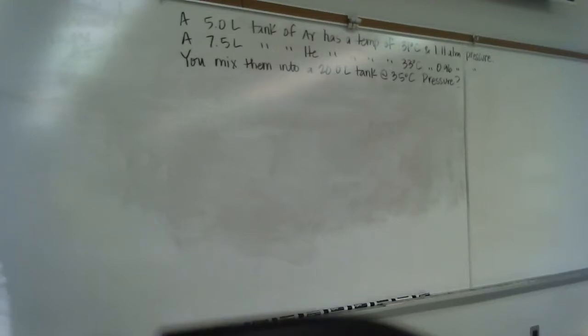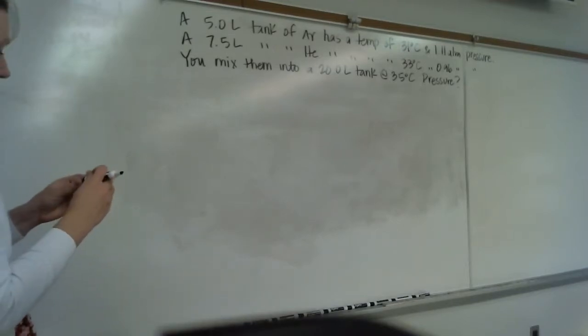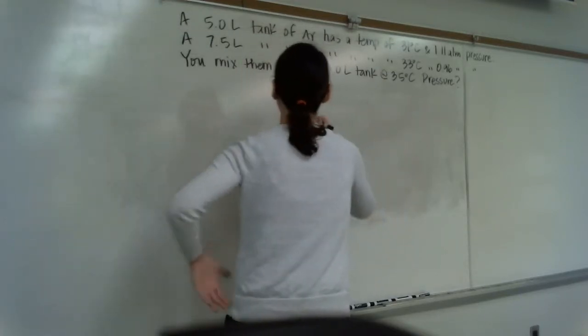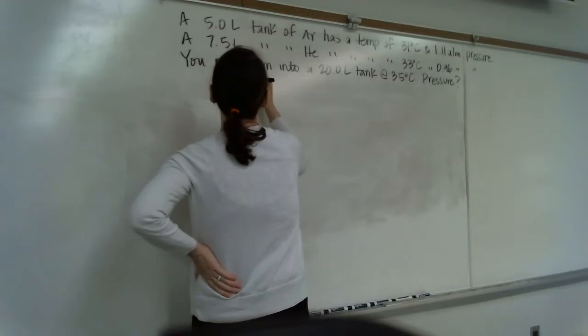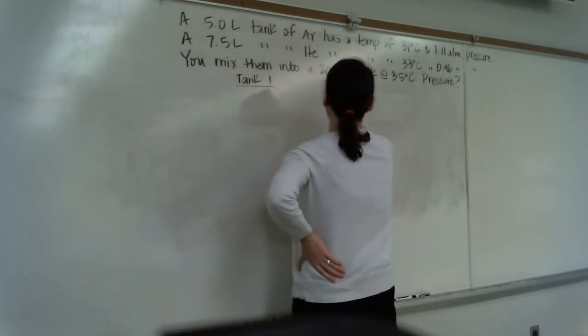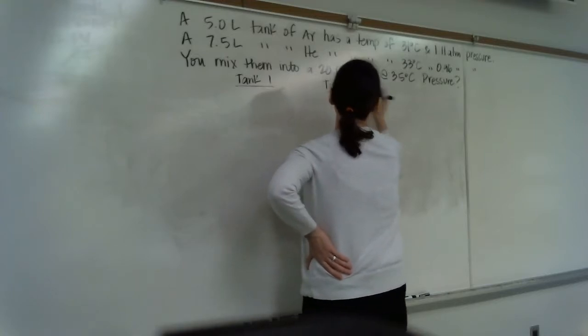All right, let's go over this one. You might not be finished yet, but that's okay. So let's list out all of our information. You don't have to draw yourself a schematic if you don't want. You can just list your information. So tank 1, tank 2, and then the mixture.